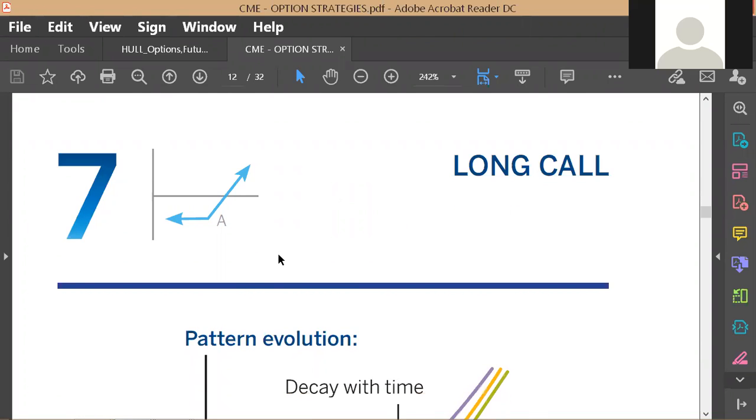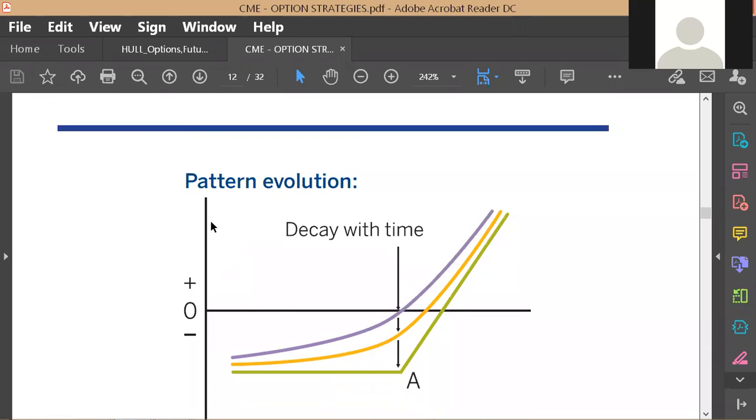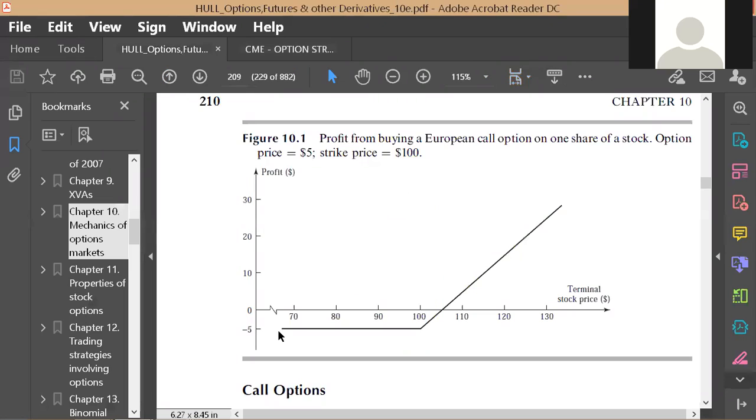Here you can see a similar kind of profile, okay? It is also showing you the decay of the option over time. So this shows you that this kind of diagram is actually what we call the hockey stick diagram. And this happens only at expiration, okay? Before expiration, it's a different kind of plot. So essentially, we're starting with a long call.